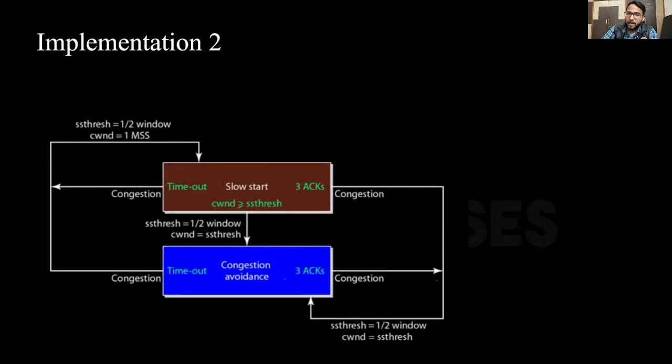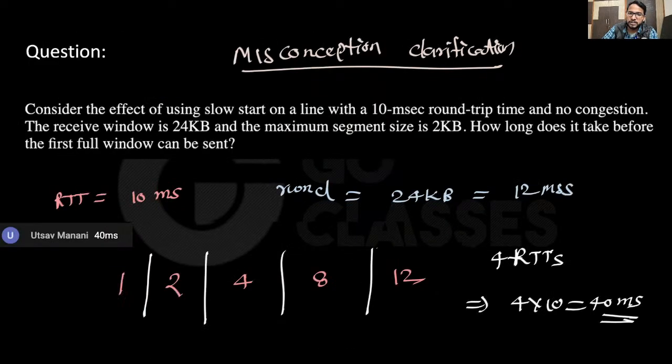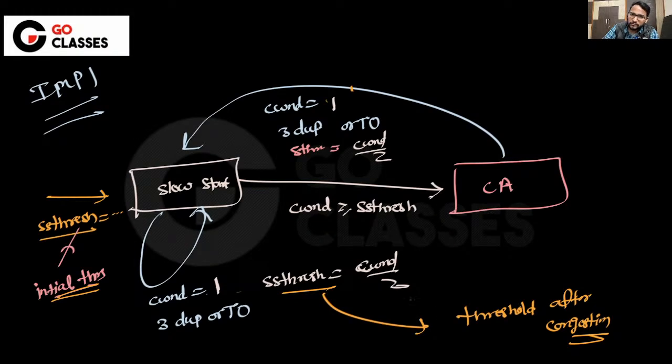Now there is another implementation. I hope you understood this particular question. This particular question was very easy if you know the concept, right? And we have seen one implementation which basically says that you always go to slow start whenever there is a congestion. So let me write one of the implementations.